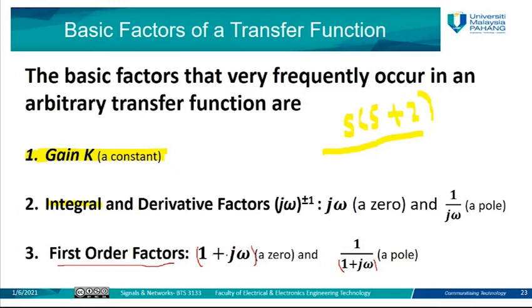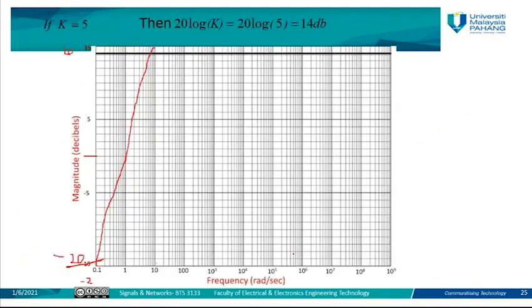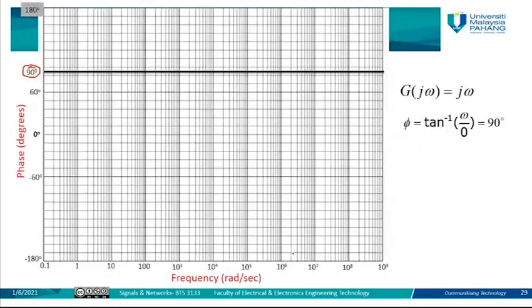So you have 1 plus j omega in the numerator, so it is a zero. 1 plus j omega in the denominator, so it is a pole. Okay, so we will see how we can draw for such a factor.